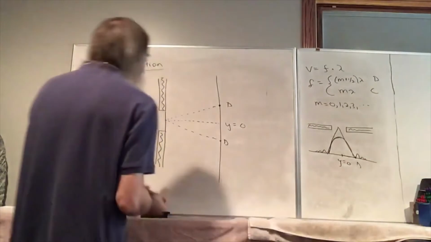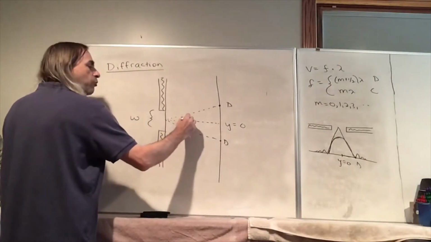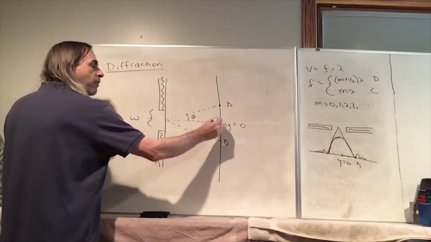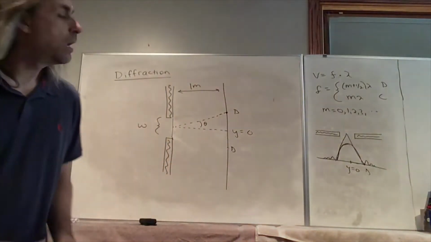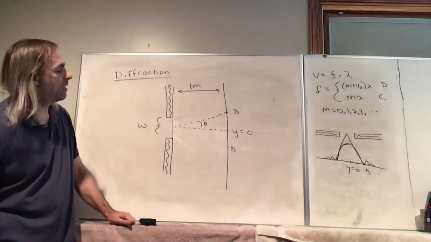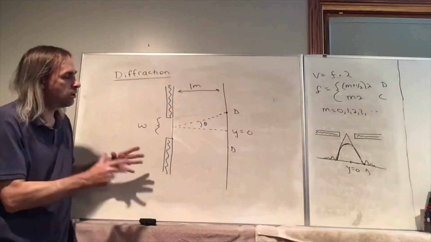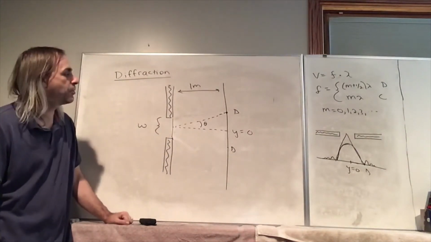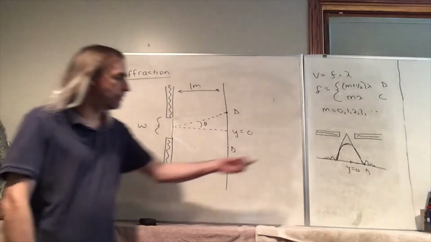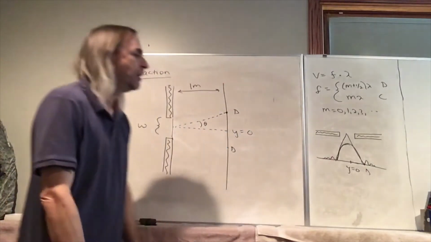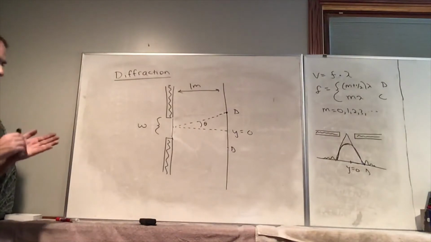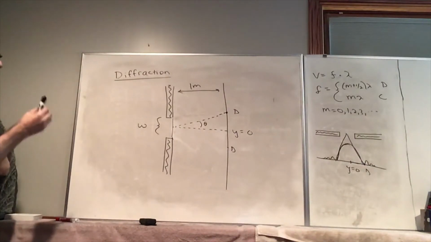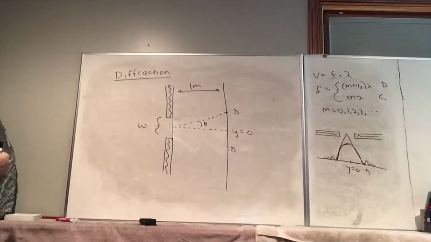And let's define this angle to be theta, the angle from y equals 0 to that first place we get destructive. So we have this cone where all this energy is directed, or most of the energy. What's going on here is interesting, but not all that significant as far as energy is concerned. And so we want to find this angle theta.